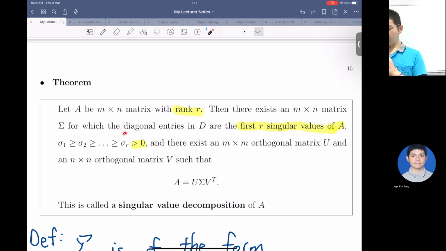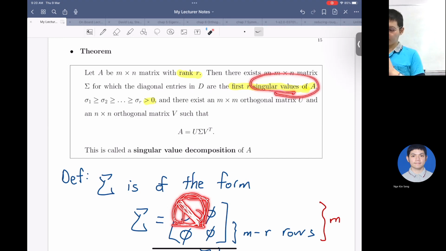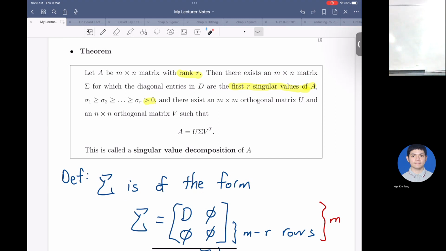There exists an m by n matrix such that the first square block has diagonal entries that are the singular values of A, not the eigenvalues anymore, because A doesn't have eigenvalues. Only A transpose A has eigenvalues. So we make use of those eigenvalues, which we call the singular values. They are arranged from big to small. And what about U and V transpose here? We don't know yet, but we will try to figure out what U and V transpose are.